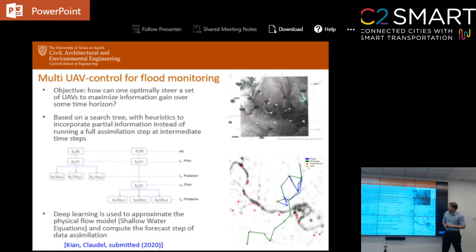The second aspect that we are interested in is to gain as much information and incorporate somehow empirically the effect of these partial measurements. For that, we are using an empirical covariance reduction approximation, not based on a full assimilation step, but based on what we're expecting the covariance to reduce from the location that we monitor.